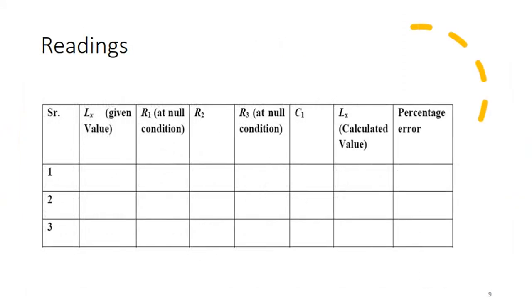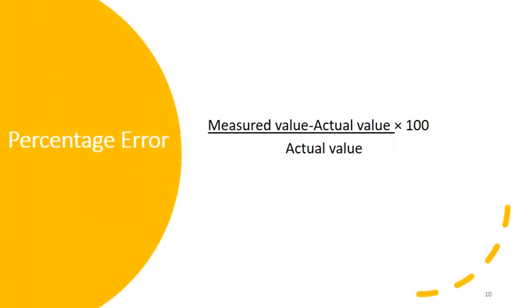After performing the experiment, we have to fill up this particular table. Lx given value that we will be choosing from the laboratory, R1 at the null detection condition, and R2 that is our fixed resistor, R3 that is also a variable resistor at null condition, its value, C1 and Lx calculated value from the formula. Then we will be able to calculate our percentage error. This is the formula for the calculation of the percentage error. Measured value minus actual value multiplied by 100 divided by actual value.